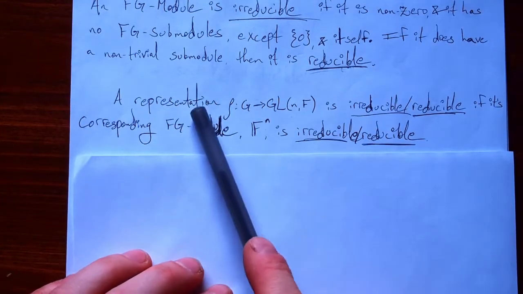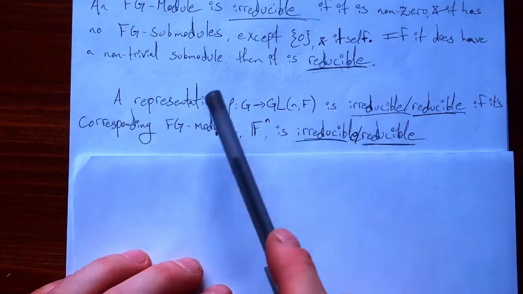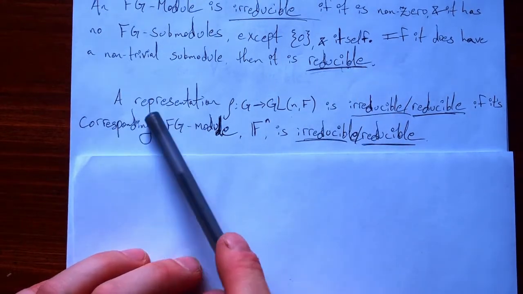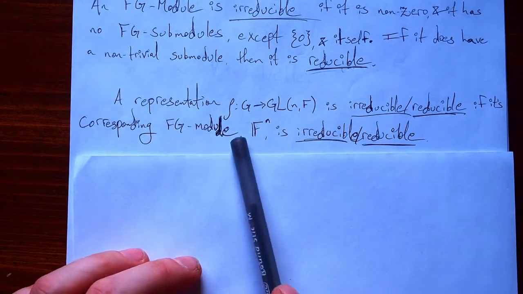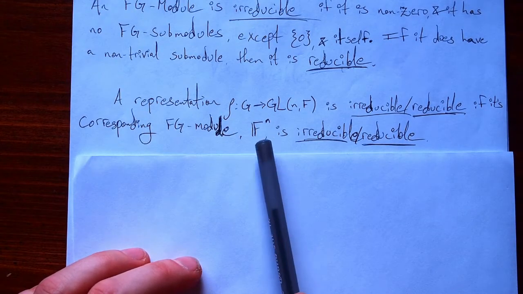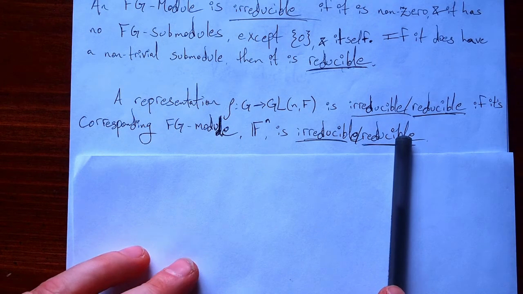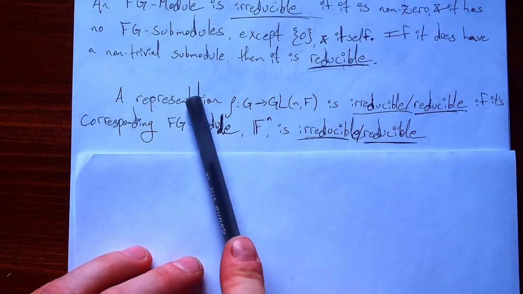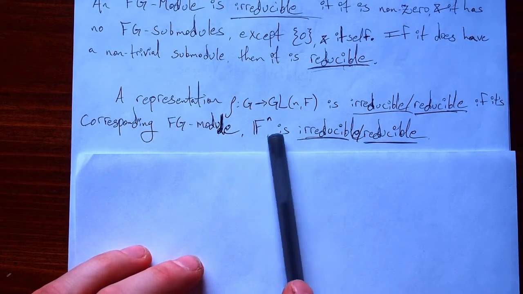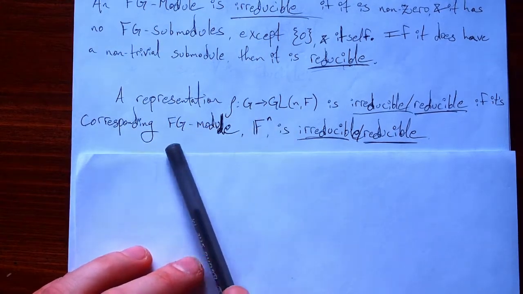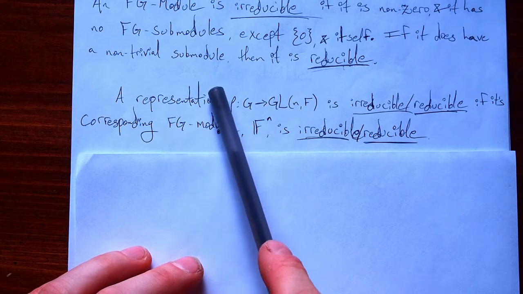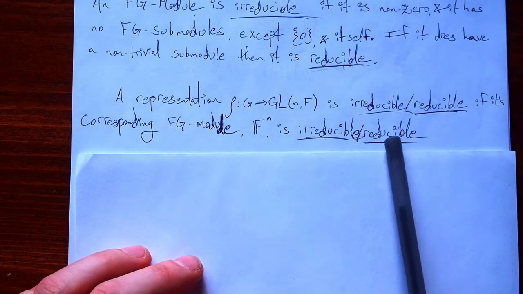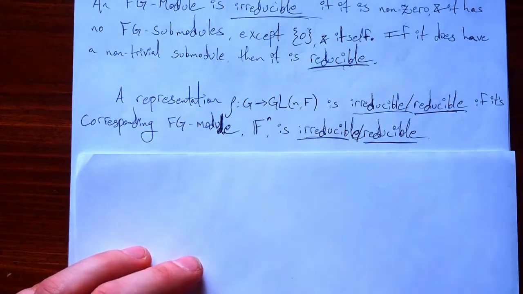As always, when you're talking about FG modules and representations, we're really talking about the same thing. So we say that a representation is irreducible or reducible if the corresponding FG module, F^n, is irreducible or reducible, right? Once we let our representation act on the suitable vector space, it forms an FG module. The representation, if we think of its operation as matrix multiplication, gives us an FG module. We've talked about this before. The definitions are the same for representations and FG modules.